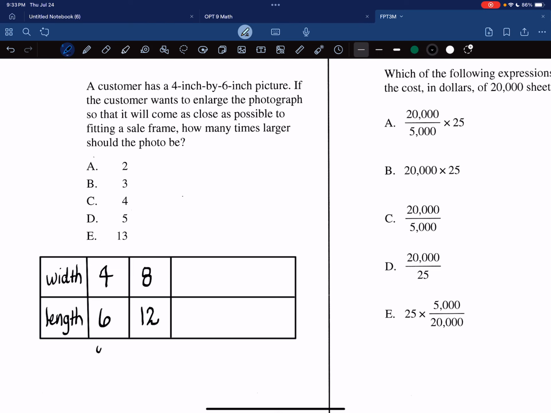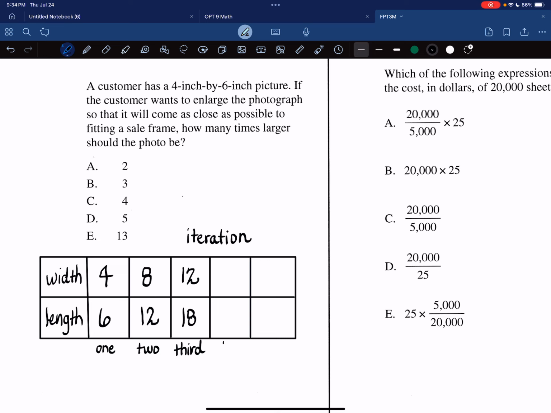So here is the original, that's the first iteration. Here's the second iteration. Third iteration would be adding 4 to the top row and adding 6 to the bottom row. So this is the third iteration. And let me spell that word for you that I'm saying. An iteration is a repetition or another version of something.